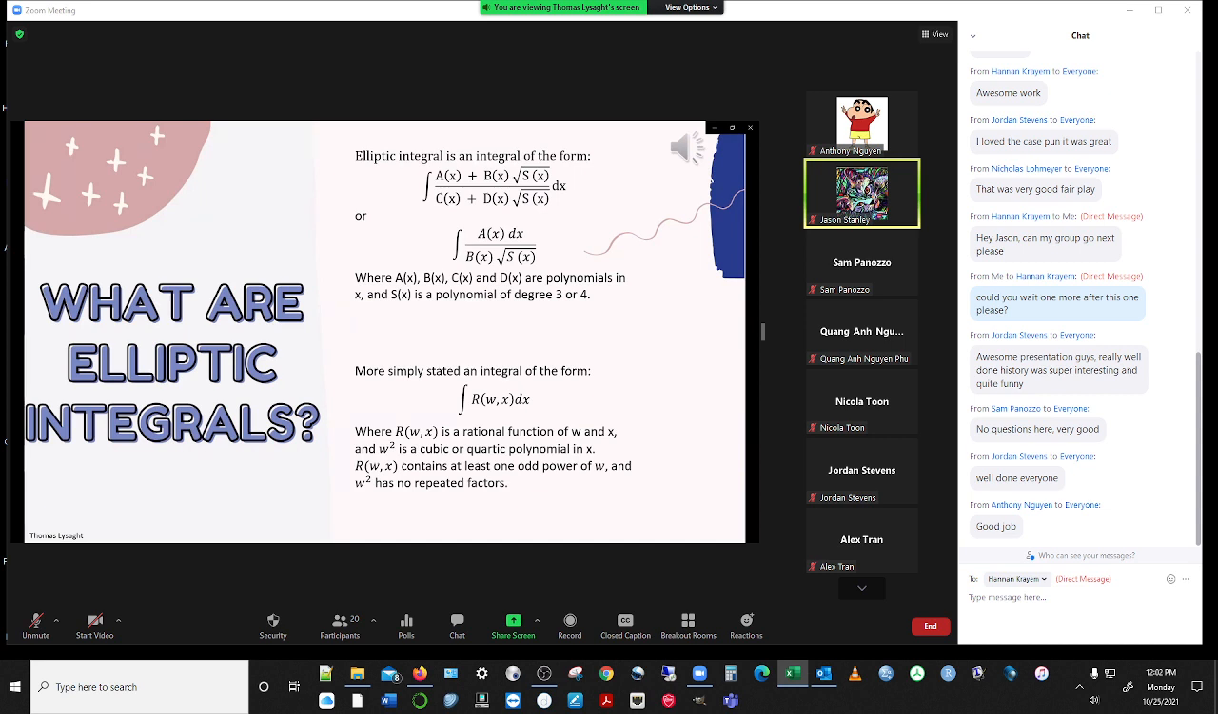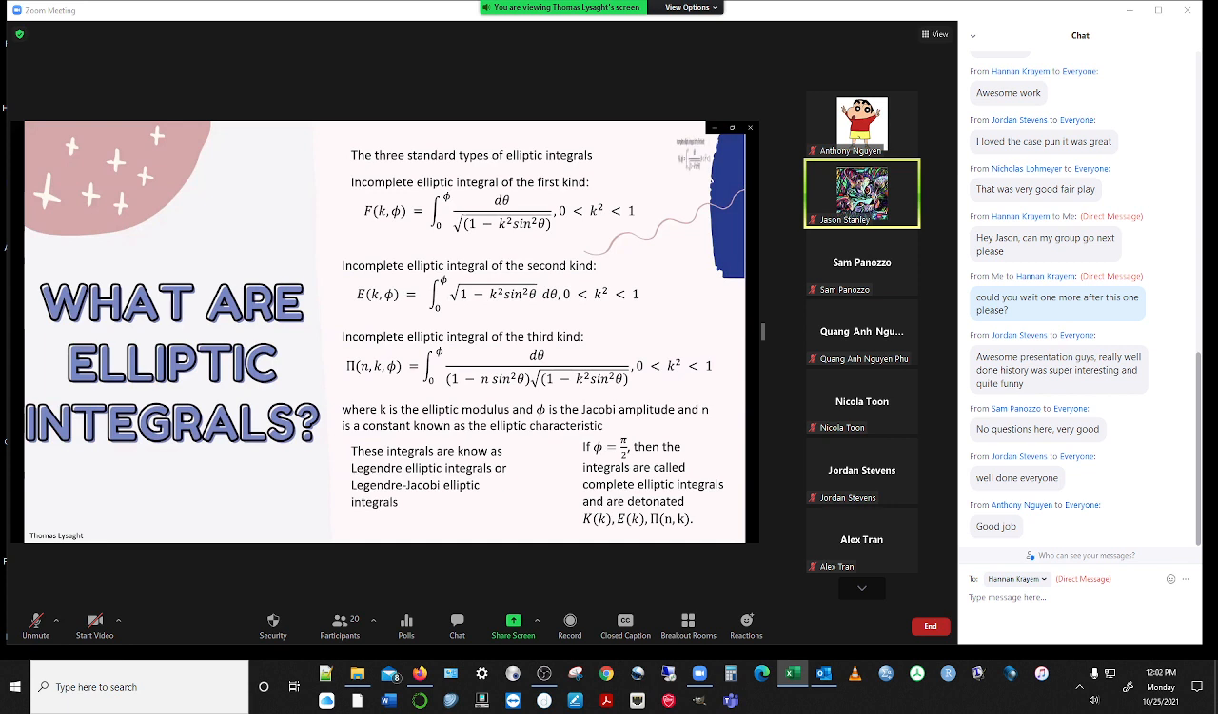is a rational function of w and x, and w squared is a cubic or quartic polynomial in x, and r contains at least one odd power of w, and w squared has no repeated factors. There are three standard types of elliptic integrals.